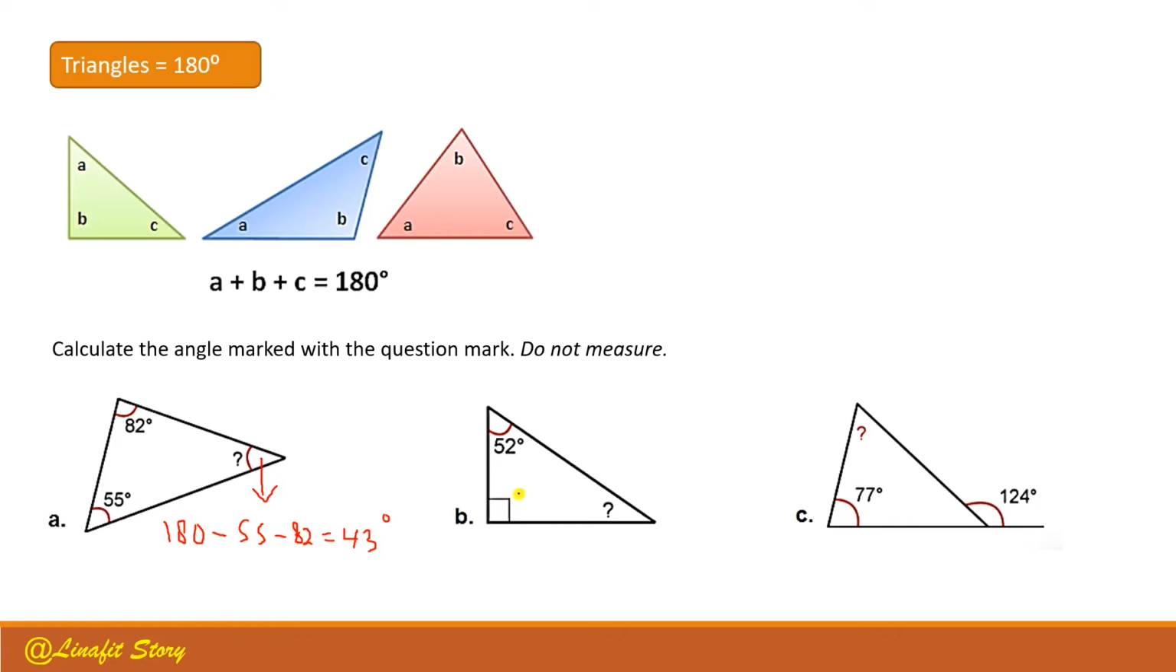The second question, this is a right angle, which is equal to 90 degrees. So to get the question mark is 180 minus 90 minus 52 is equal to 38 degrees. And then here, there is an angle on a straight line, which is equal to 180 degrees. So this side is 180 minus 124 is equal to 56 degrees. So to get the question mark is 180 minus 77 minus 56 is equal to 47 degrees.